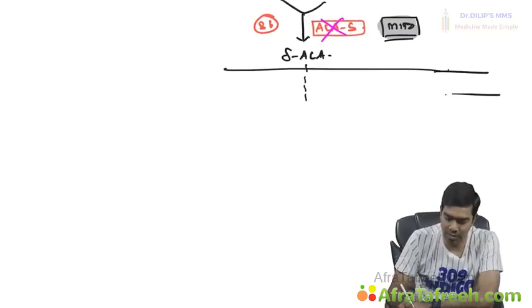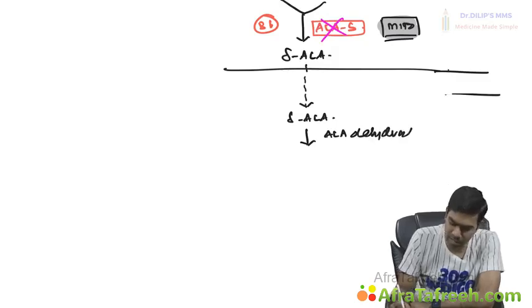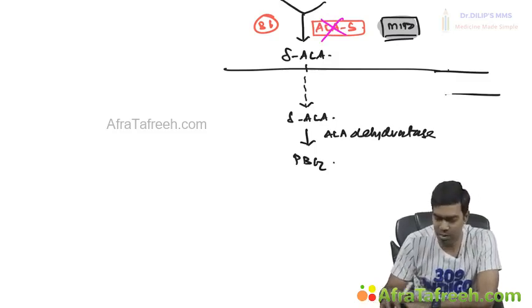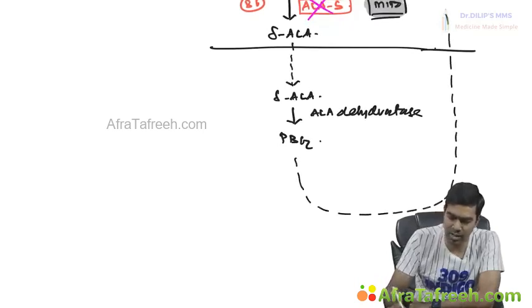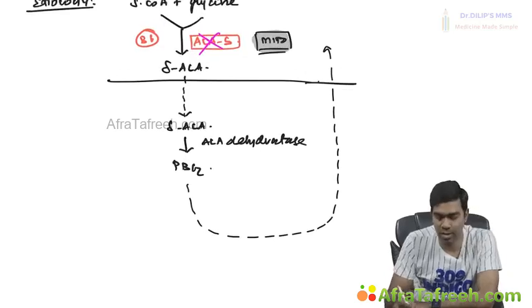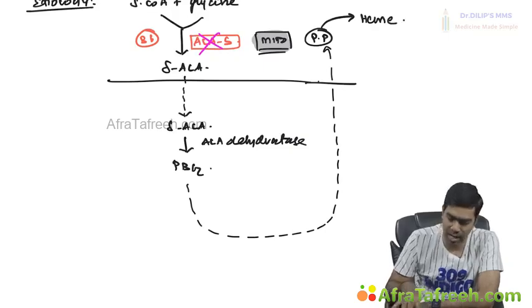Then delta ALA moves out, and with the help of the enzyme ALA dehydratase, which is the next step, you get PBG, porphobilinogen. After that there are a lot of steps which I have discussed in detail in the porphyria section. Once again the precursors enter the mitochondria in the final step, where you form the protoporphyrin ring, and then you form the heme by adding iron to it.